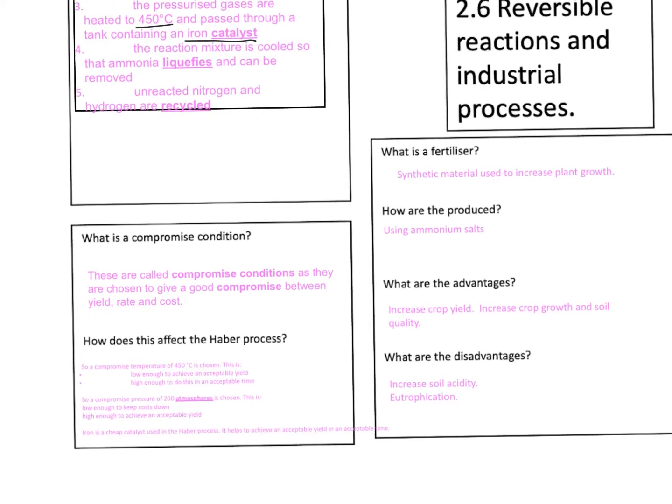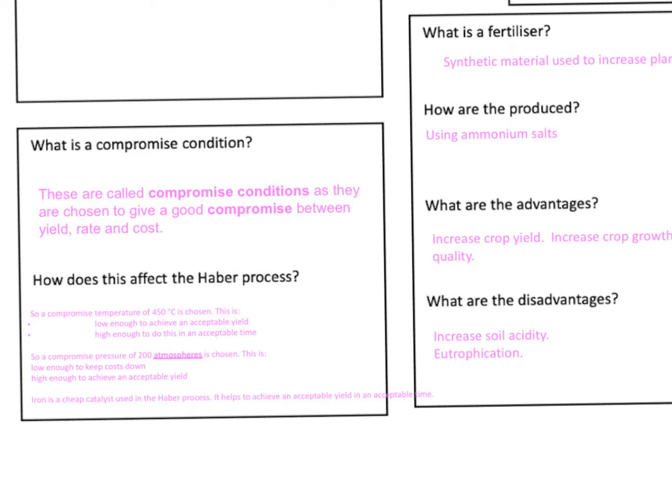This comes with some compromise conditions. Compromise conditions are chosen because they're a good compromise between yield, how much you're going to make, the rate, how quickly it happens, and how much it's going to cost. The compromise condition for temperature is 450. It's low enough to achieve an acceptable yield, but high enough to do it in an acceptable time. You'd want something actually higher, but the yield, the cost and the time weigh out. Again, the 200 atmospheres is chosen because it's low enough to keep costs down but high enough to achieve an acceptable yield. Iron is a cheap catalyst used in the Haber process to achieve acceptable yield and acceptable time.